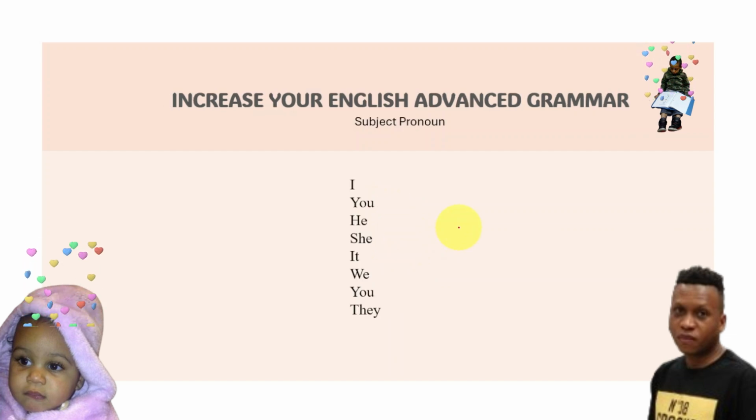Okay, we come here. Now we have a subject pronoun. If you hear I, you, he, she, it, we, you, they. So these ones are the subject pronouns. In French, you're gonna hear je, tu, il, elle, nous, vous, il, elle. Those ones are the ones in French. In English, we say subject pronoun.